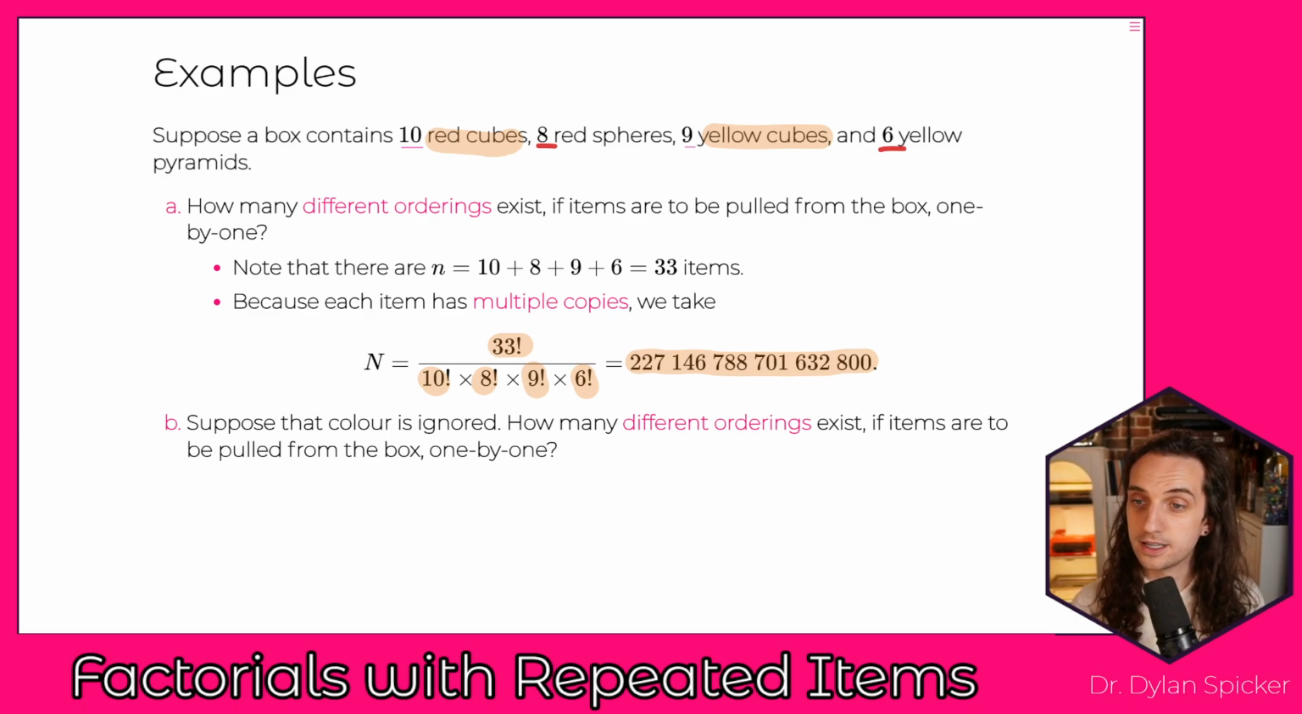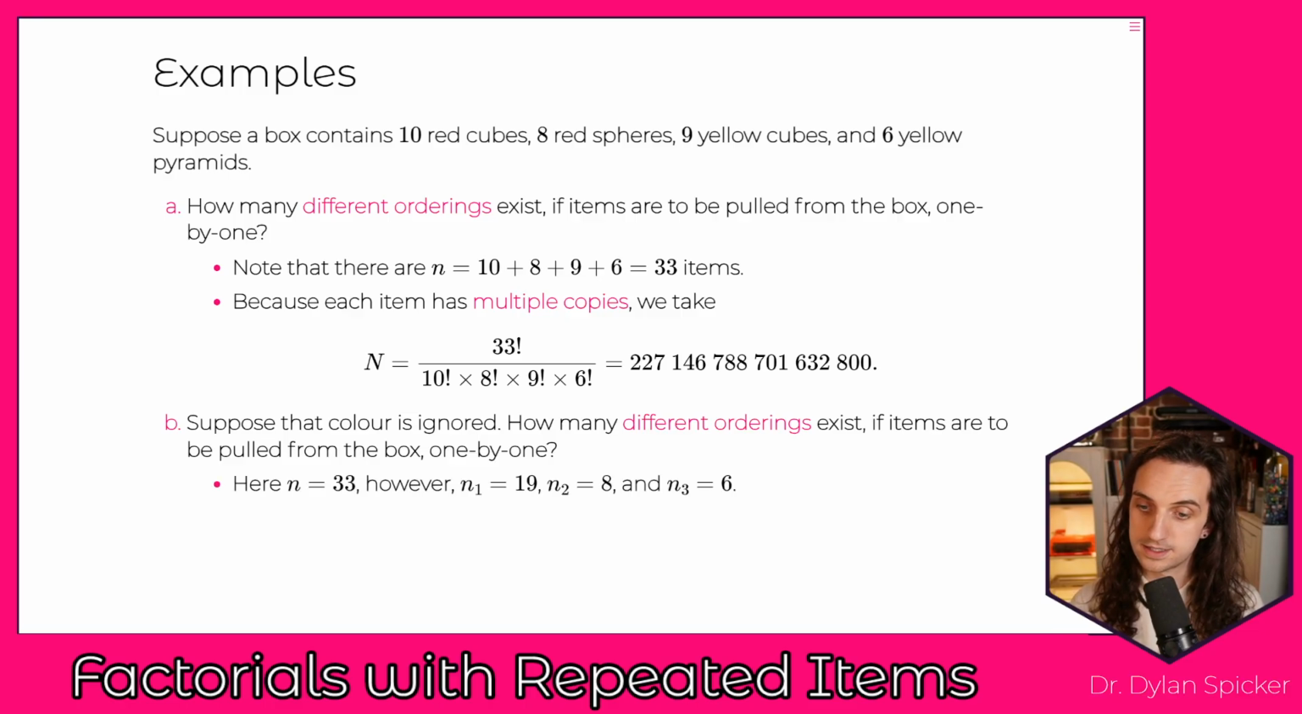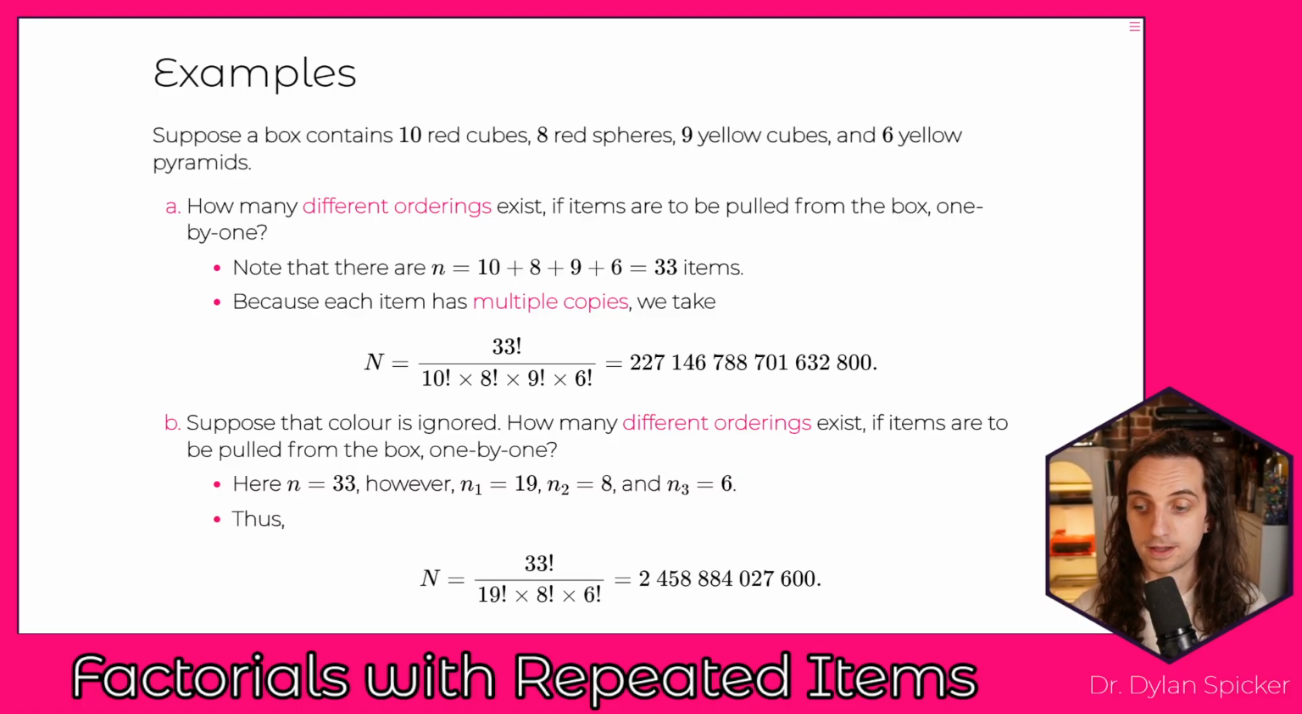And so we're still going to take our 33 as our total, because we still have the same total. But then instead of it being 33 over 10 factorial times 8 factorial times 9 factorial times 6 factorial, it's going to be 33 factorial divided by 19 factorial, where we take our 10 plus our 9, times 8 factorial times 6 factorial. And so we can work through all of this. 33 total items, n1 is 19, n2 is 8, and n3 is 6, and thus our total number is given to us by that expression. Once again, we're dealing with a very large number there.